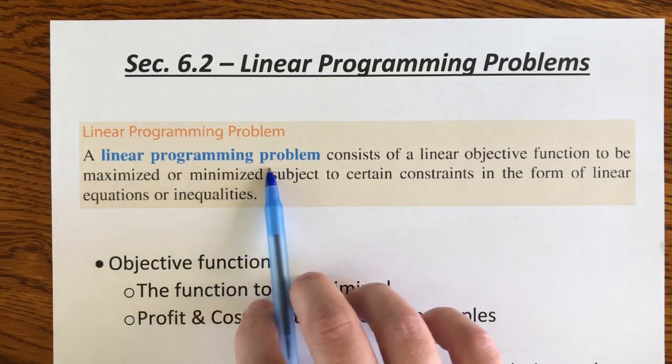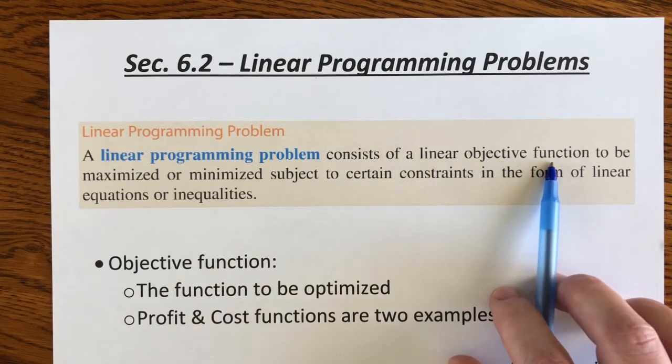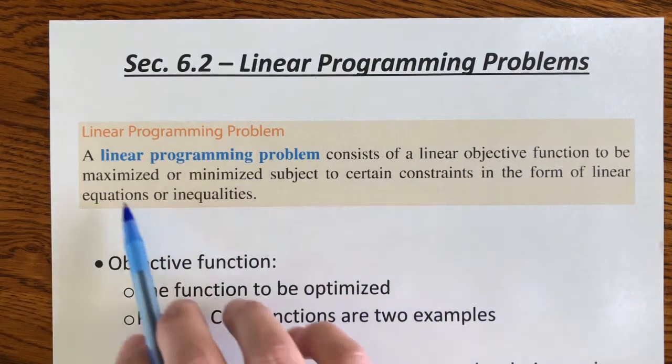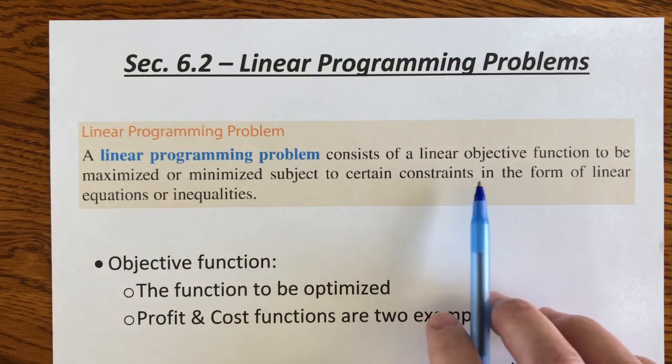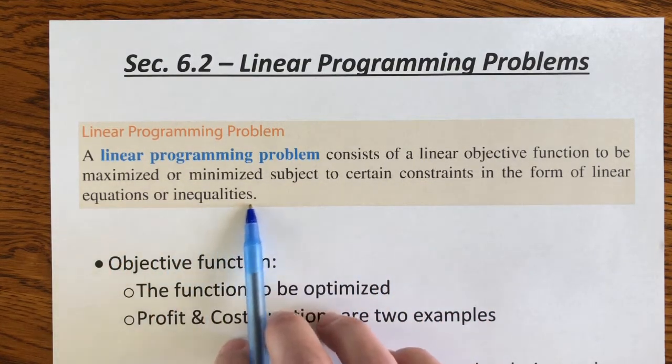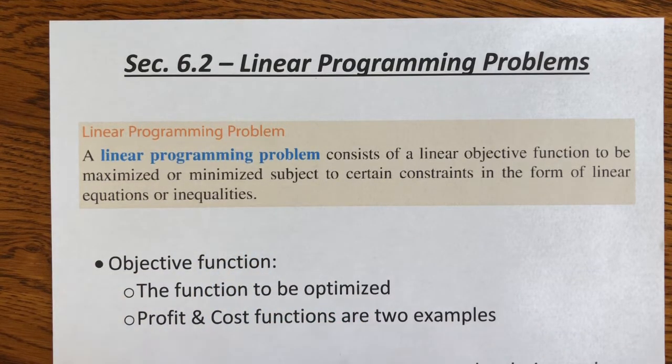Well, a linear programming problem consists of a linear objective function. We'll look at what that entails by way of example in just a little bit. Anyway, it consists of this objective function to be maximized or minimized subject to certain constraints in the form of linear equations or inequalities. This is what we were just talking about in section 6.1, looking at a system of linear inequalities. So that certainly is going to be a part of section 6.2, as well as other sections moving forward as we wrap up the material for the finite mathematics course.